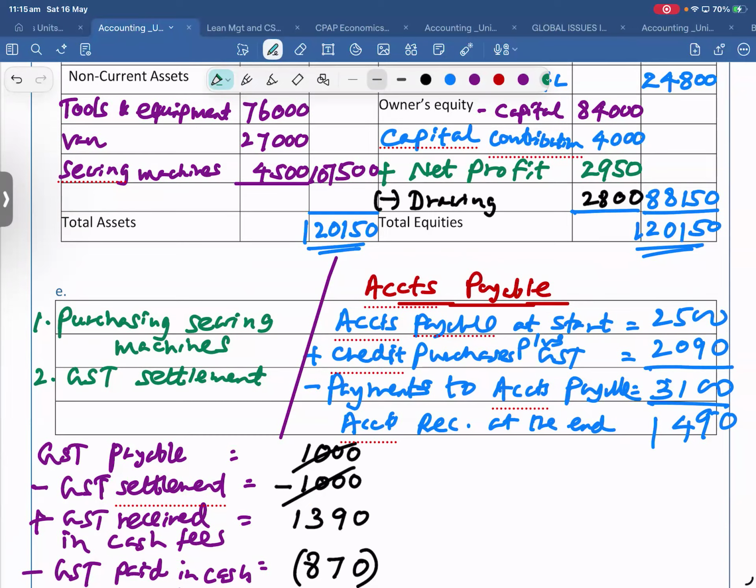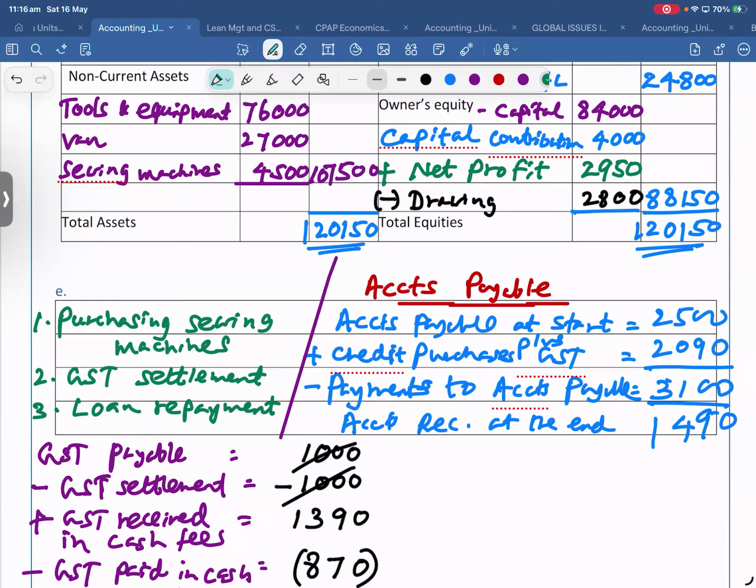Drawings also we can't say. Why? Because there's a capital contribution. Also, we can say loan repayment. Yes. So that's the answer. You just have to write it; you don't have to explain exactly. Okay, so that's the answer for part D.